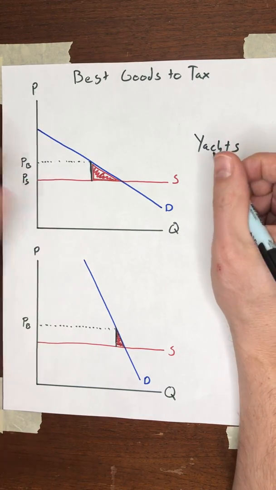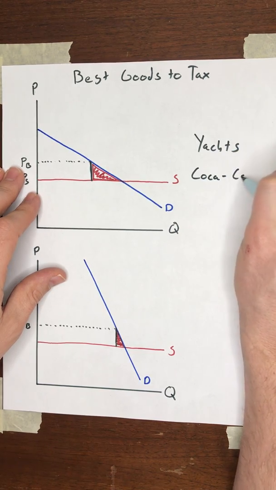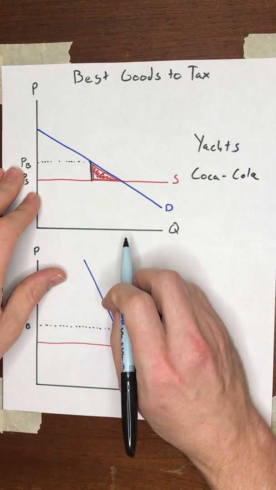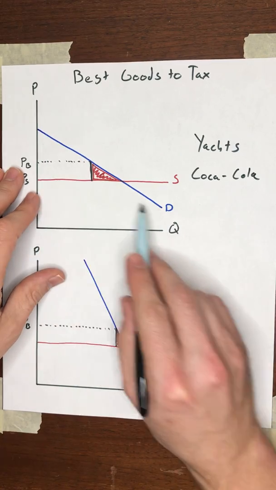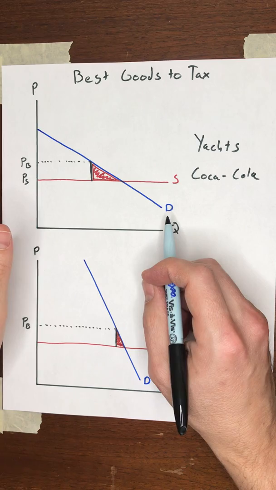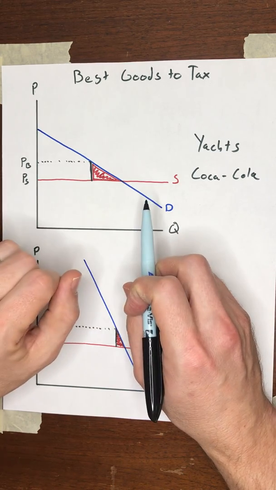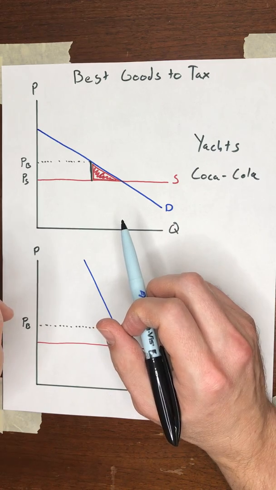Another example would be, like I brought up before, like if you just taxed Coca-Cola, that would be a pretty stupid tax because there's lots of substitutes for Coca-Cola that consumers could shift into. So you'd get a big deadweight loss in the Coca-Cola market without raising very much revenue.